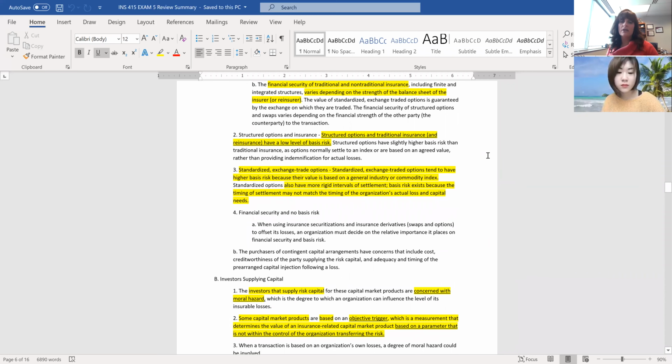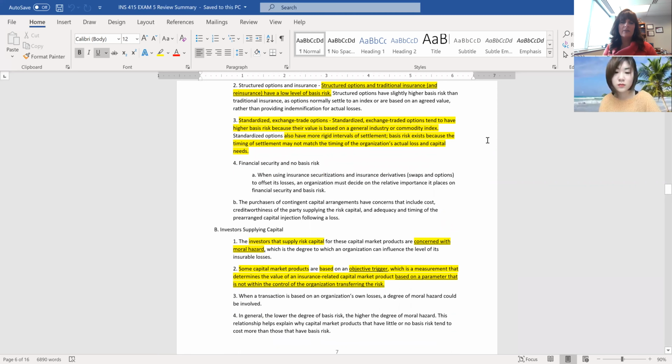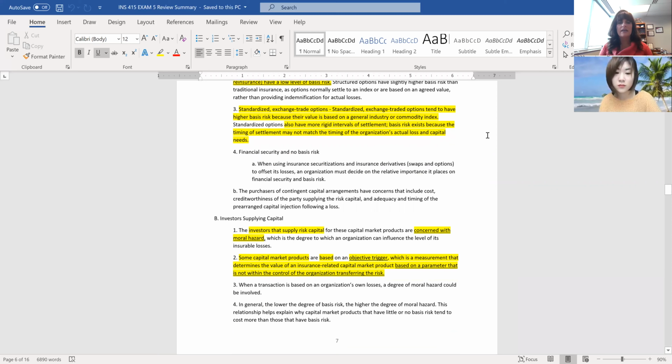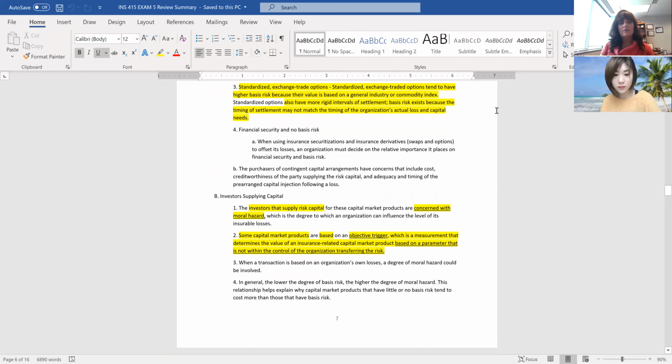ILSs have a very low level of basis risk compared to the others. Structured options and traditional insurance have a low level of basis risk. And exchange traded options tend to have higher basis risk than the others out there.